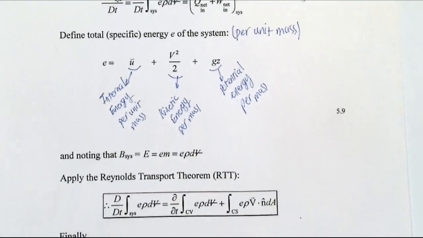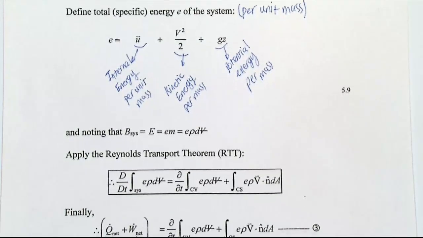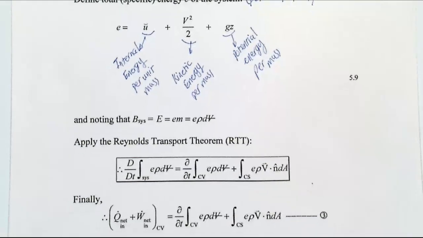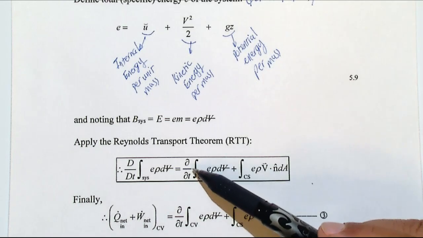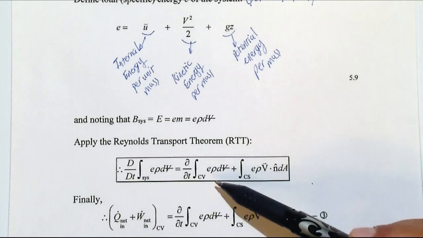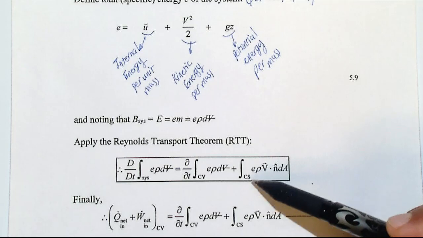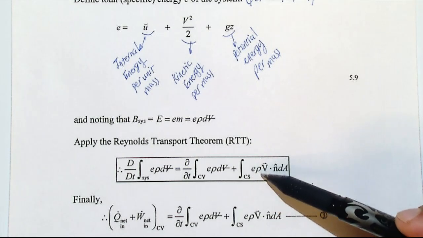If you apply the Reynolds transport theorem, the same thing that we did for the conservation of mass and conservation of momentum, then you can relate the system to the control volume. That's the Lagrangian to Eulerian view, moving from system to control volume. The total derivative of energy of a system is equal to the partial time derivative of the amount of energy inside the control volume, plus all the energy that passes over the control surface, shown by e rho V dot n dA.